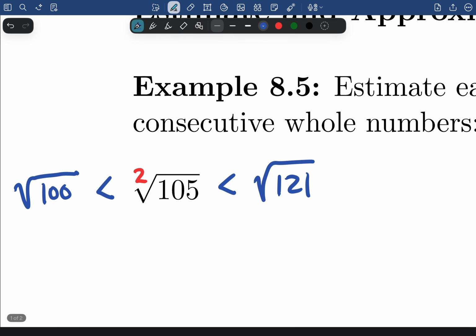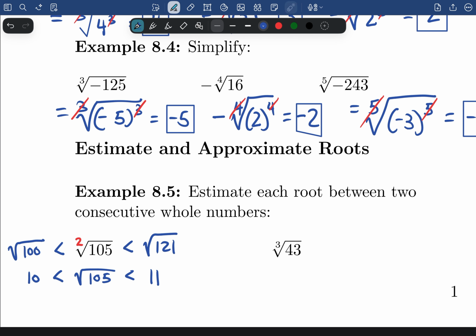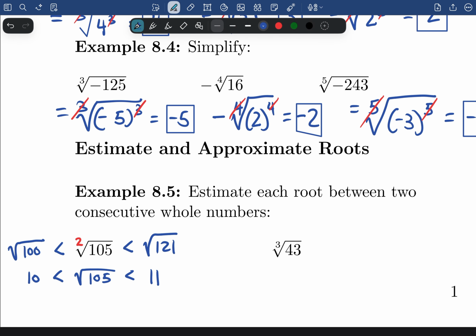So I know that the square root of 100 is 10, which is less than the square root of 105, which is less than the square root of 121, which is 11. So I'm going to estimate that the square root of 105 is somewhere between 10 and 11. I'll write a sentence. The square root of 105 is between 10 and 11.